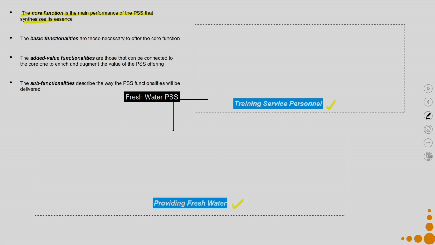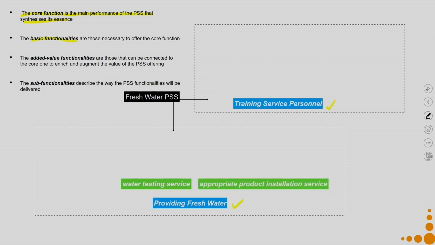So, core functions, they are the main performances. Basic functionalities are those necessary to offer the core function. So, in order to offer this providing fresh water, one has to have some kind of water testing service, and on the basis of that you will set up the water purifier. So, a basic functionality. Then you have to have appropriate product installation service that will also help you in providing the fresh water.